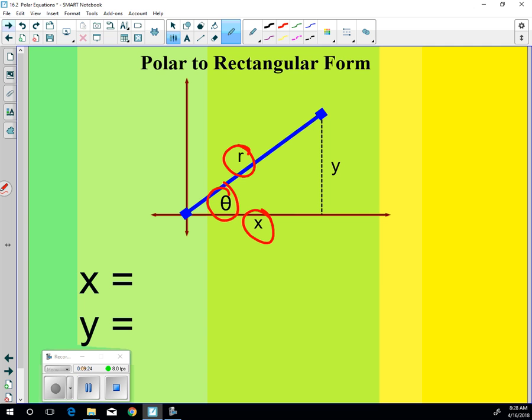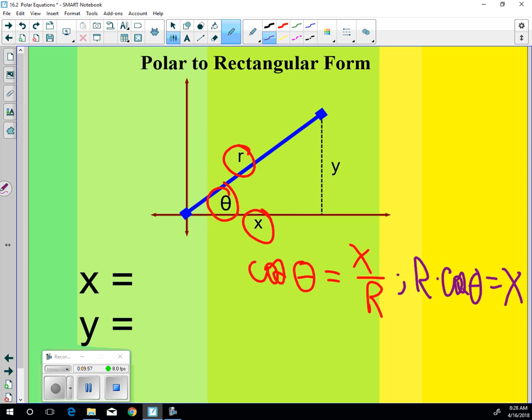Turn to your neighbor. Tell them what that is. All right. So, Owen, tell me that relationship between these three. x over r is cosine of theta. Perfect. Is that all right? I mean, it seems almost too easy now, doesn't it? Now cross multiply, and now you're going to get r times the cosine of theta is going to be equal to x. So whenever we see x, it's r cosine theta.